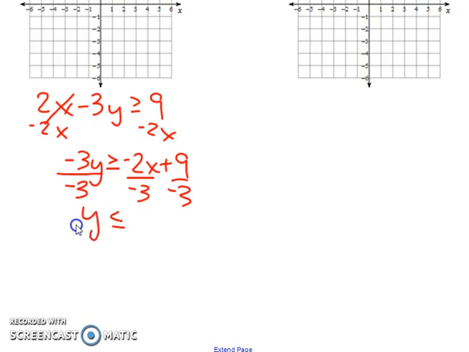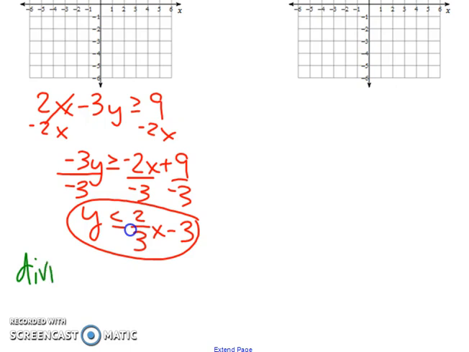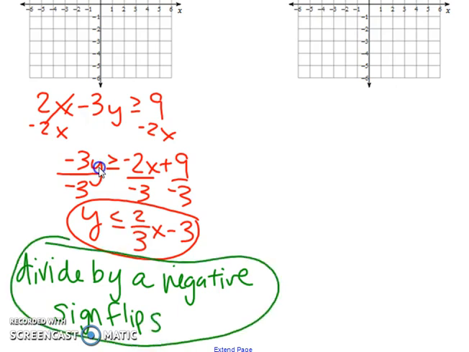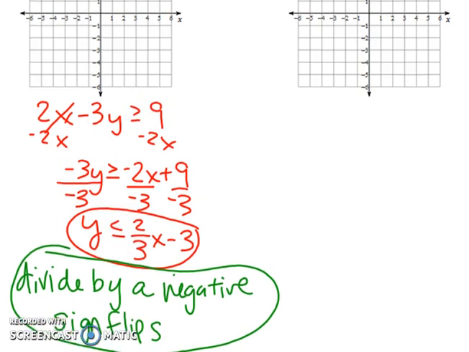So I would immediately do that. I would bring down my y. I know a negative divided by a negative is a positive, so I'm going to leave that as 2/3. And then minus 3. So, the most important thing is when you divide by a negative, the sign flips. Okay? So instead of being a greater than sign, it's actually going to be a less than or equal to. So let's go up here and graph this.